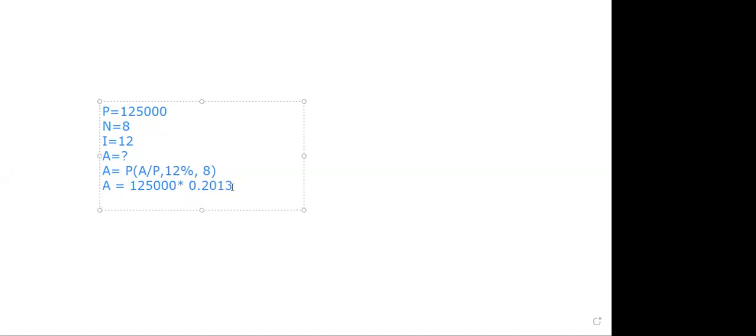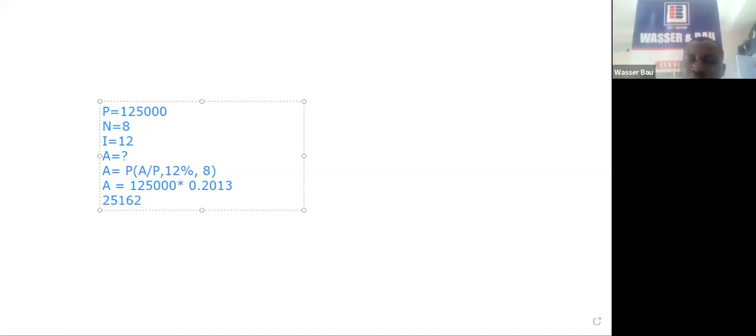125 times that. So what's the answer now? About 25,162. So 25,162 is what it will cost me. This becomes the annual cost. This is what is going out of my pocket every year if I spread this money over 8 years.